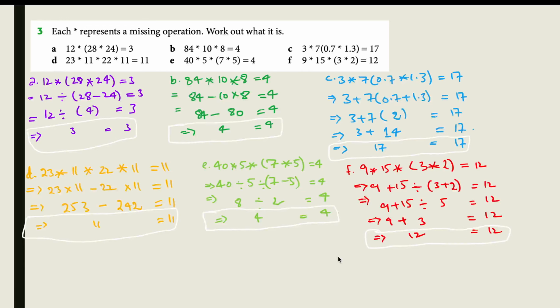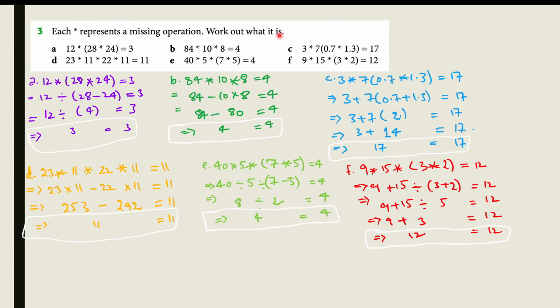In this question we are given equations, but the operations are missing. As you can see in here, the question asks: each asterisk represents a missing operation. Work out what it is.